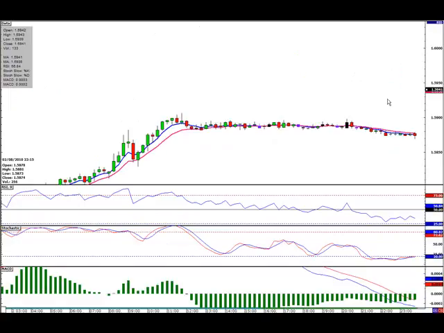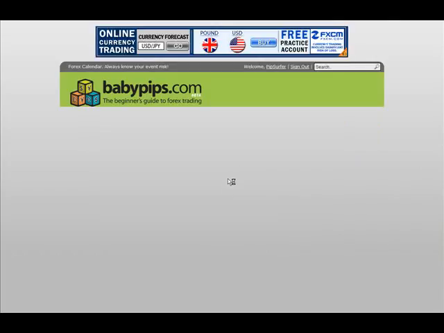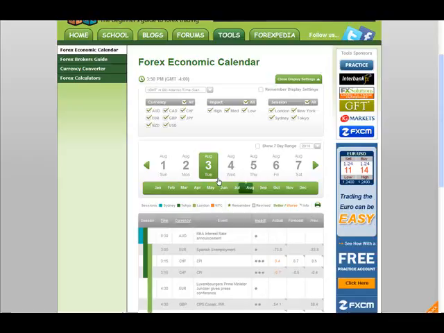Alright, so this is what my chart looks like at the start of the day. Before I start trading, though, I do want to take a look at my news events for the day. So you can go to babypips.com, click on the Tools tab, and it automatically brings up our new and improved economic calendar. I mean, this thing is great.